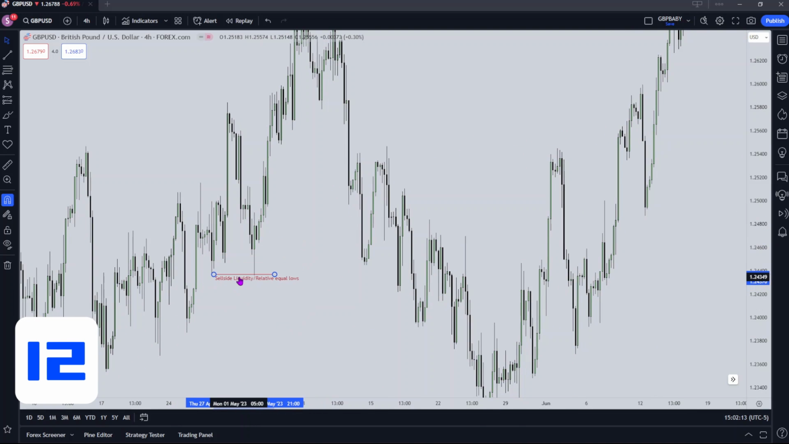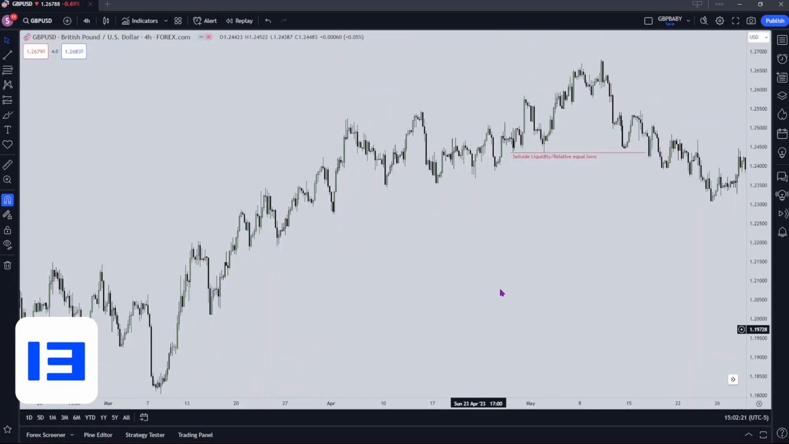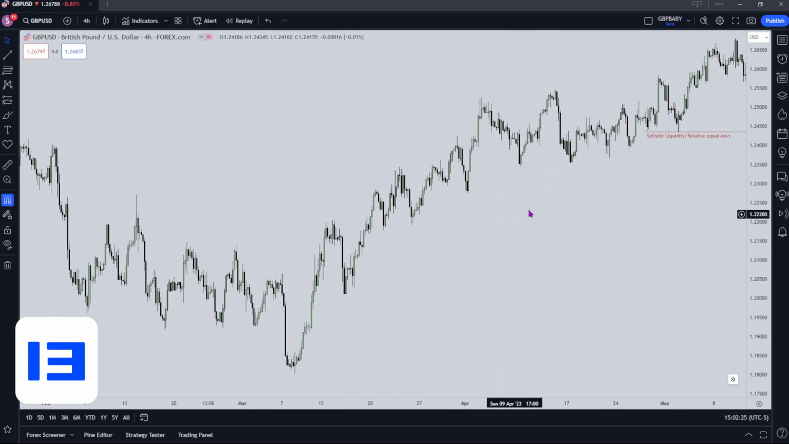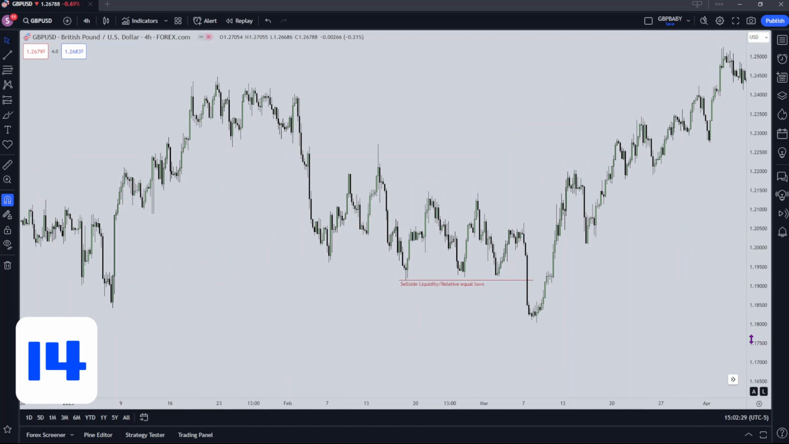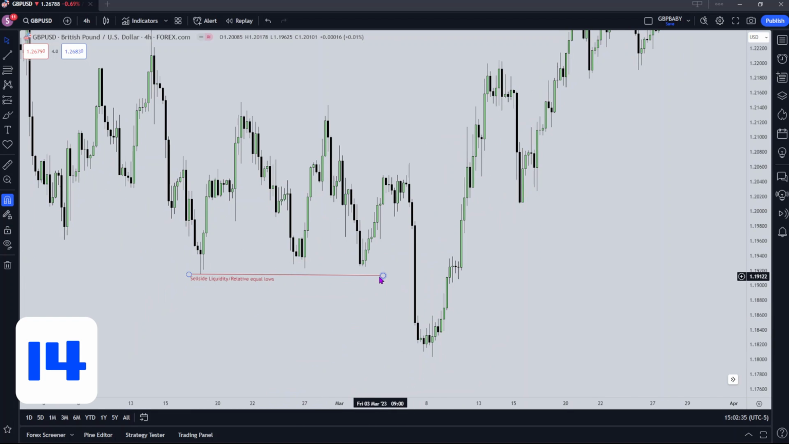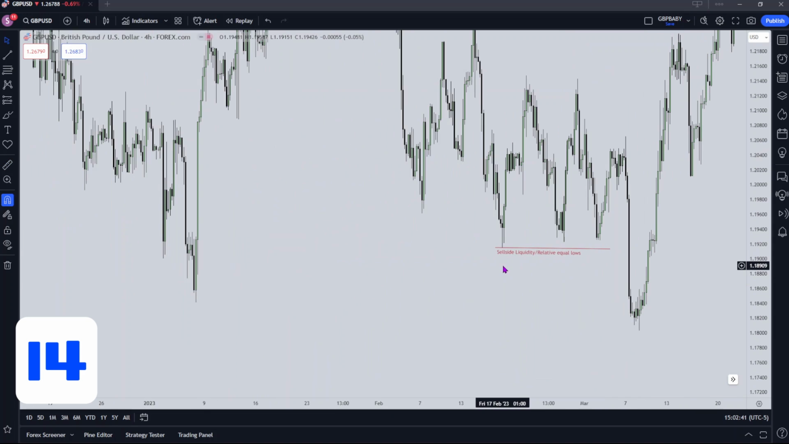Relative equal lows here. These beautiful relative equal lows, 1, 2, 3. I think these are the lows I used in my example. I have another video coming explaining what liquidity actually is, so you'll learn a lot more about why I'm bringing these relative equal lows up. But in my next video, I'll be explaining that in much more detail.